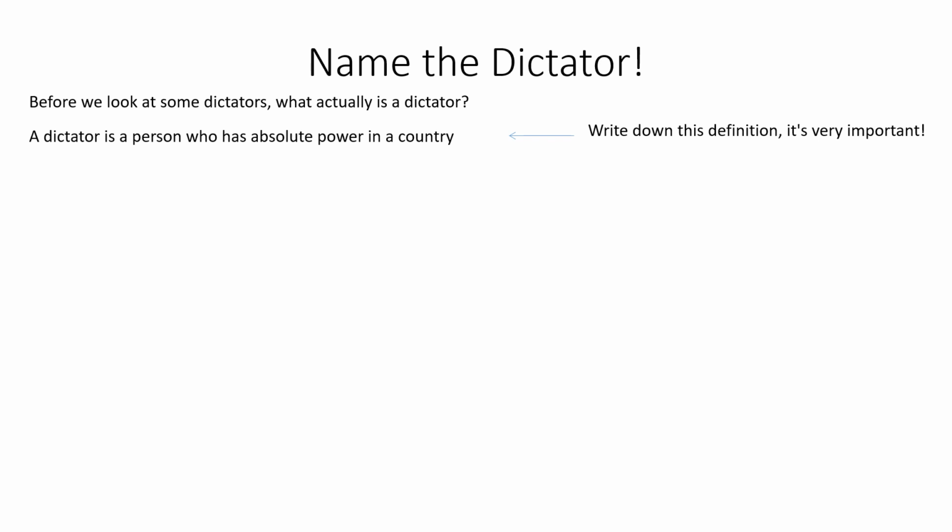The definition that I've put is a dictator is a person who has absolute power in a country, okay? I'd like all of us to write that down in our books or on our paper. A dictator is a person who has absolute power in a country, okay? So a dictator is somebody not like our Prime Minister today, who has to report to Parliament and gets voted in by the people.